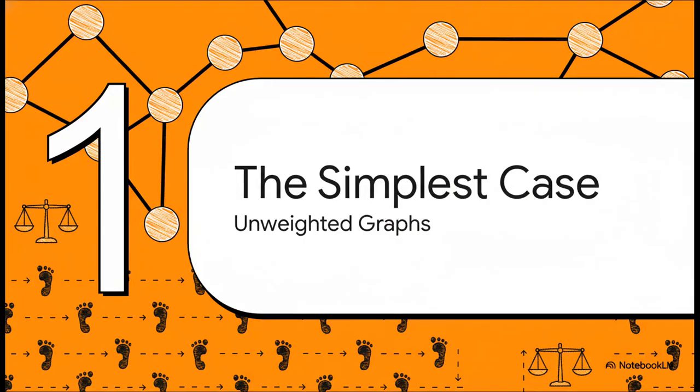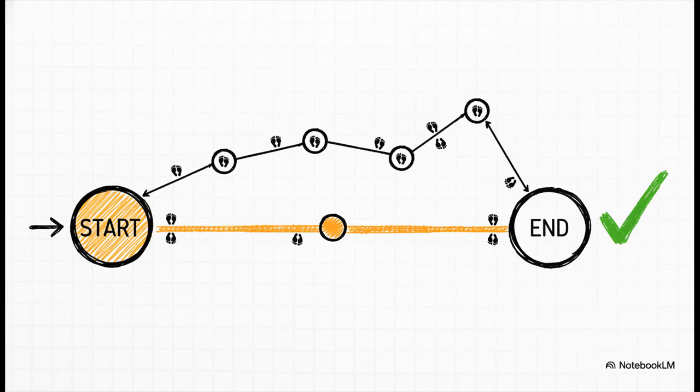All right, so let's start at the very beginning. Let's imagine the simplest possible world, a world where every single step we take is exactly equal. In this world, which we call an unweighted graph, every single road is the same. There are no superhighways, no slow country lanes. The cost is literally just the number of connections you have to cross. So the shortest path? It's just the one with the fewest steps.